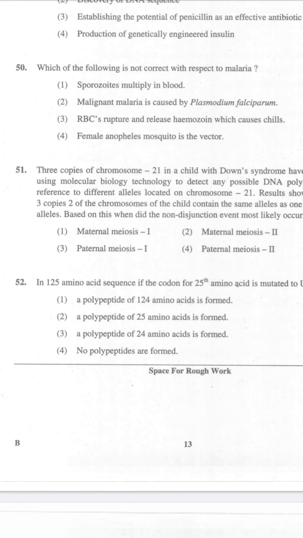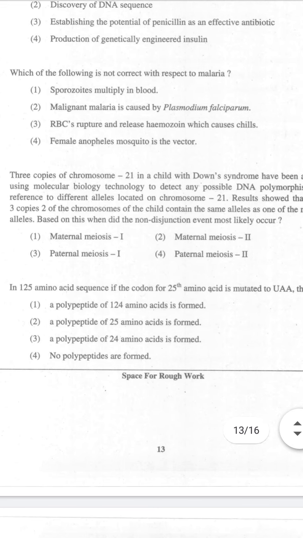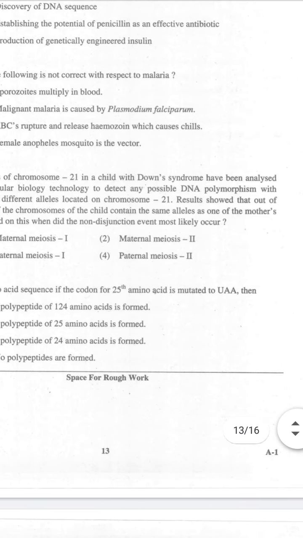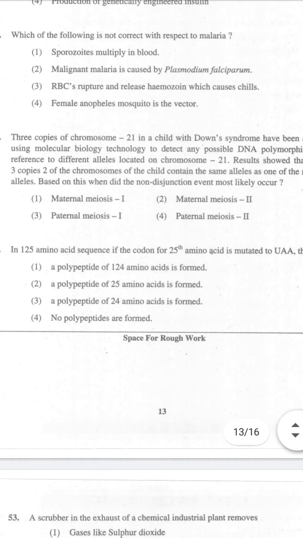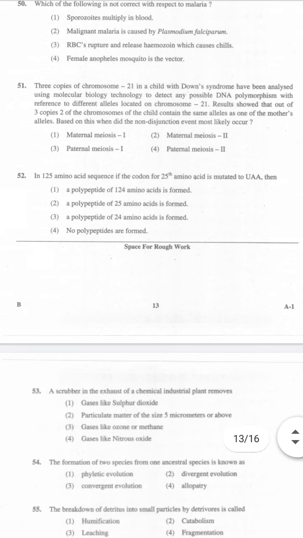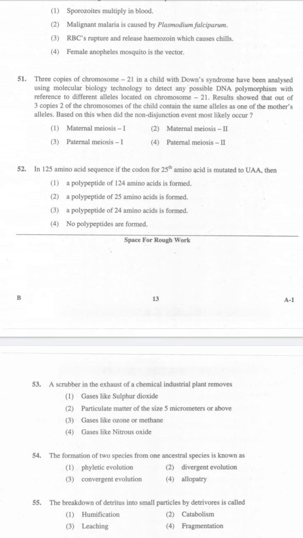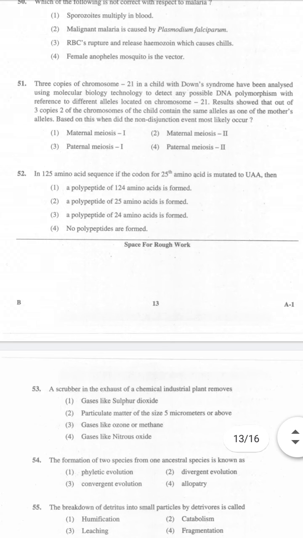In a 125 amino acid sequence, if the codon for the 25th amino acid is mutated to UAA, then option 1, a polypeptide of 124 amino acids is formed. Option 2, a polypeptide of 25 amino acids is formed. Option 3, a polypeptide of 24 amino acids is formed. Option 4, no polypeptide is formed. So the correct answer for this 52nd question is option 3. Now let's discuss the solution for that.